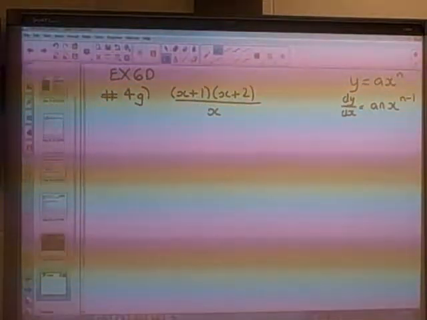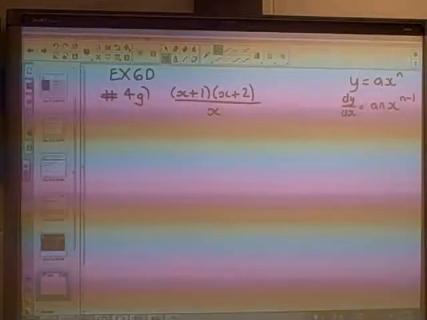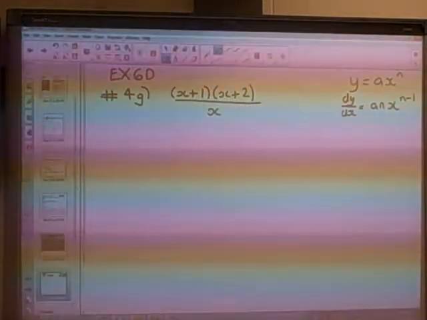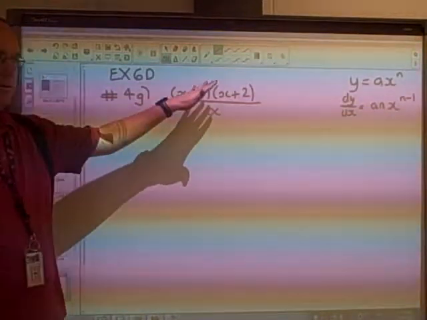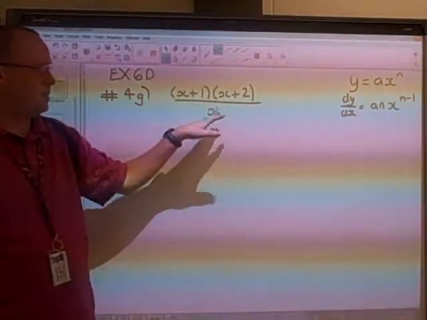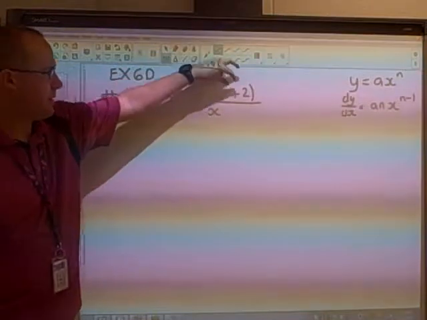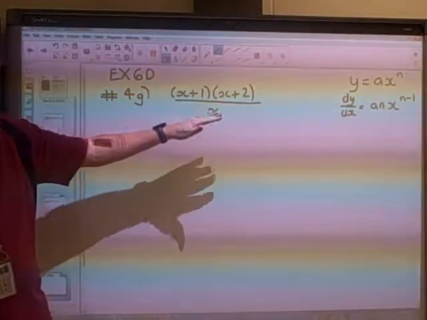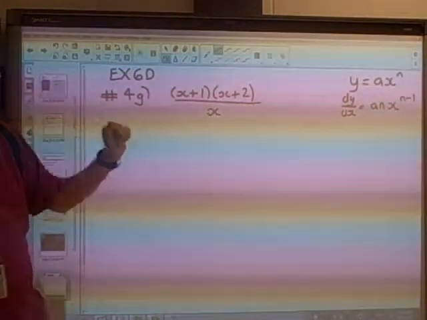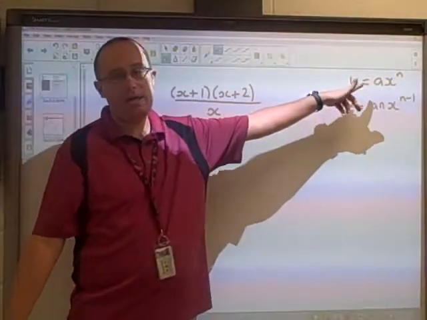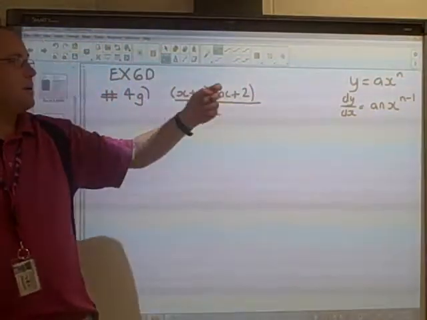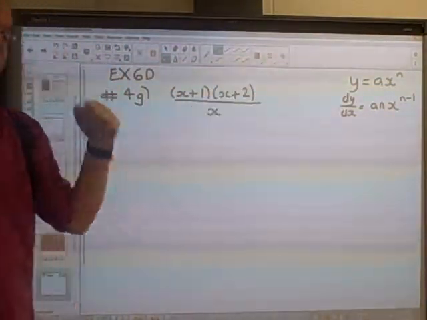So this is exercise 6D, and for question 4 we're simply asked to differentiate. Now what a lot of students will try to do initially is see that there are 3 parts to this question. They'll differentiate this, then differentiate this, and then differentiate that term. Now remember, the only rule you've learnt so far for differentiation is this: y equals ax to the n, bring the power to the front, and then decrease the power by 1.